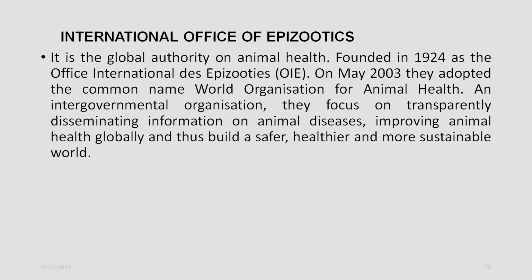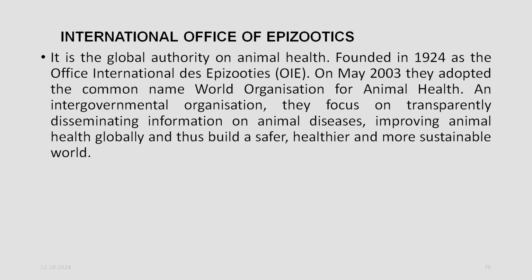And the intergovernmental organization focuses on transparently disseminating information. So there has to be information, firstly from the correct source, and then after obtaining it, it should be widely circulated with a knowledge basis. It should not be circulated simply to affect the market or to decrease the sale of the product, but based on scientific evidence about what can be the effects if this product is consumed, or what the labs have suggested based on data collected from the labs. The aim is improving animal health globally and thus building a safer, healthier and more sustainable world.